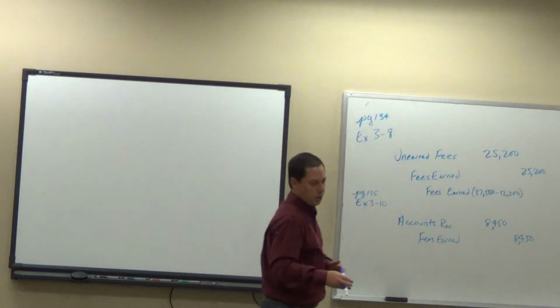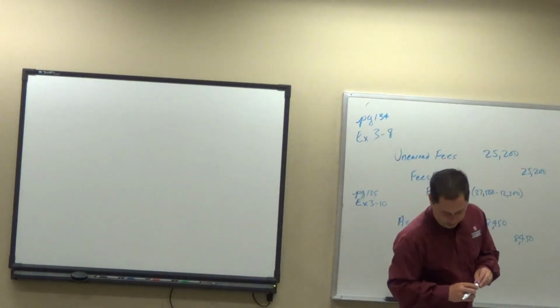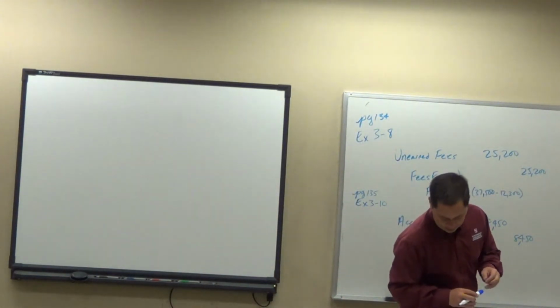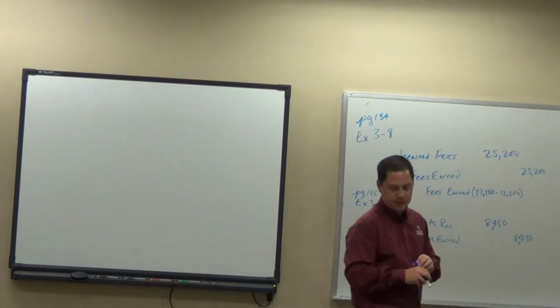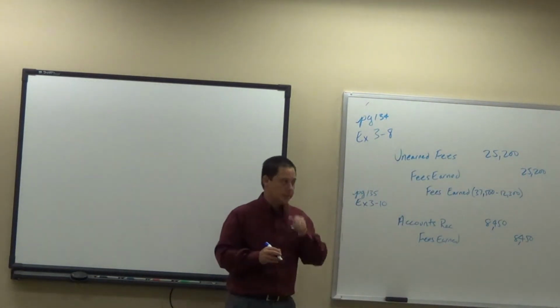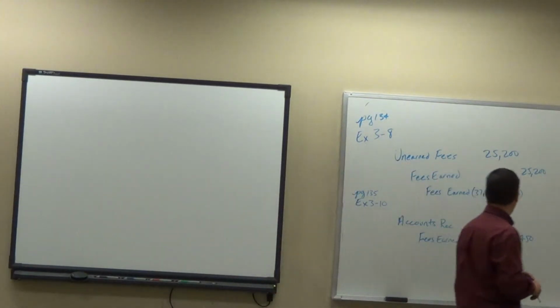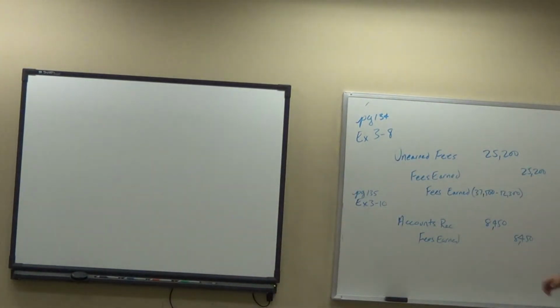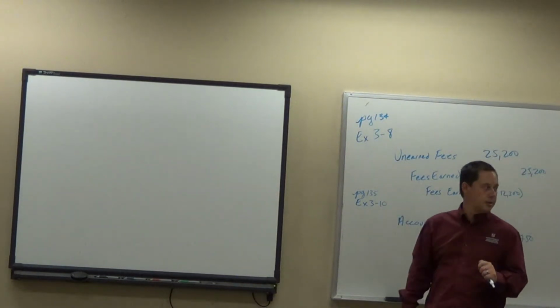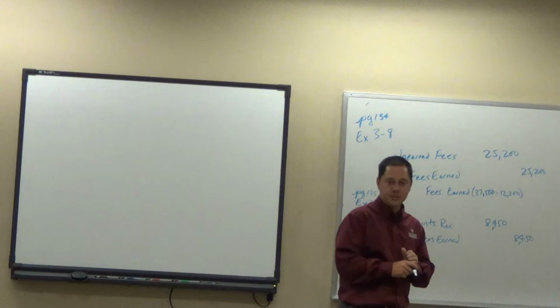Now, the second part of that question asks us, if the cash basis rather than the accrual basis had been used, would the adjusting entry have been necessary? No, because we don't need to worry about that. It's only when cash comes in. So we don't even worry about that at all. So this is only in the accrual basis of accounting that we do this. So questions on either of those two problems?